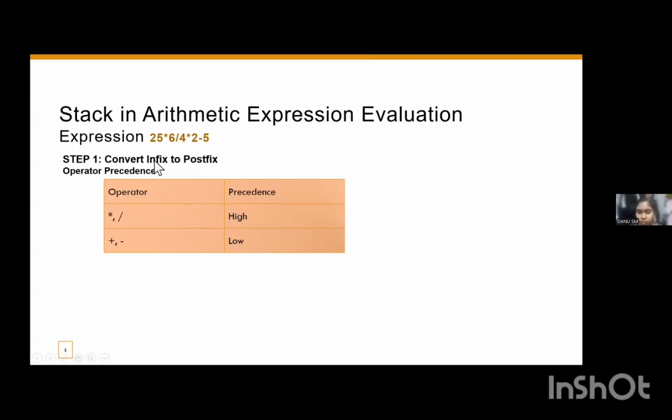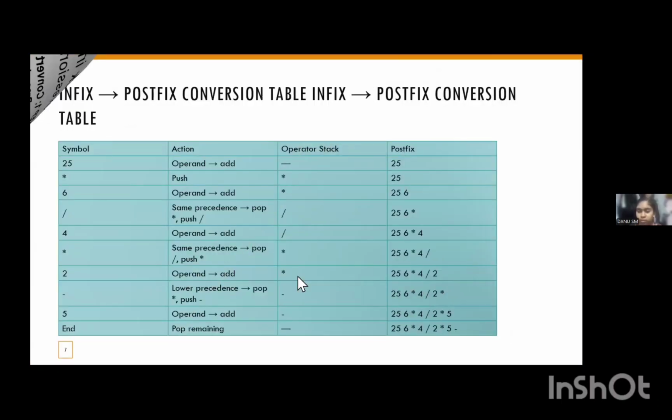According to the precedence of the operators, we convert this into the postfix expression. While converting infix to postfix, operator precedence is very important. Multiplication and division operators have the higher precedence, and plus and minus are the lower precedence. We use a stack to temporarily store operators, and operands are directly added to the postfix expression while operators are pushed and popped based on precedence.